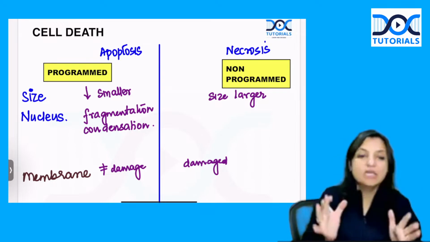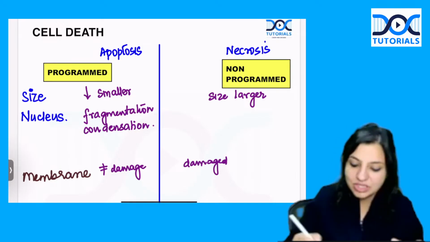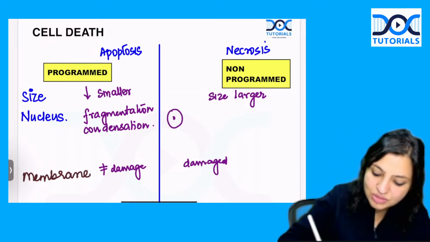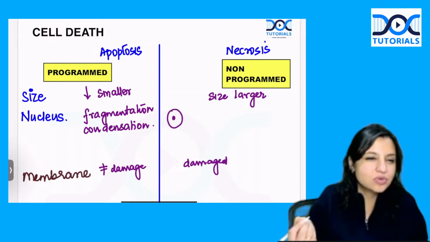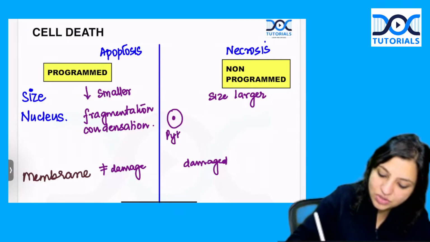And obviously, so what happens here? The nuclear changes occur in 3 steps. Initially, the nucleus becomes smaller. Okay, so that means the nucleus will become smaller. That is called pycnosis.